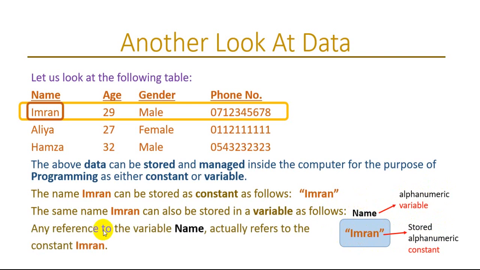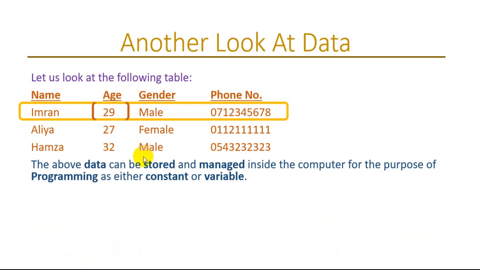Okay, any reference to the variable name, that is this one, actually refers to the constant Imran. So in the program or in the computer, when we call name, what we are going to get is Imran, not the word name. That is why this is a variable. This is just a name or a reference or a pointer or a label to the place where the value is stored. So when we refer to name, what we are going to get is Imran. Okay, so that is the content of the variable. Now let's look at age.